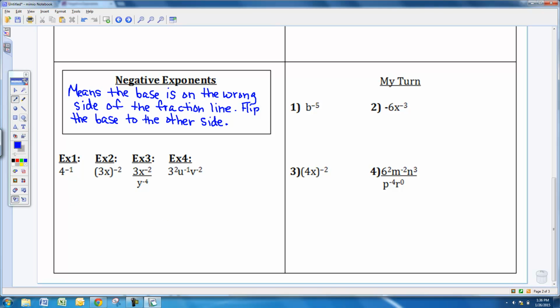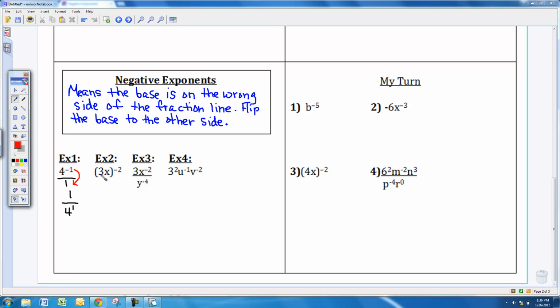Okay, so let's do some examples. So 4 to the negative 1 is telling us that the base 4 is on the wrong side of the fraction line, and we need to flip it to the other side of the fraction line. So 4 to the negative 1 is going to become something over 4 to the first power. Now we need to hold this place here. So since there's nothing to hold the place in the numerator, we'll put a 1. So 4 to the negative 1 power becomes 1 over 4 to the first power. We flipped the base to the other side, and we made the exponent positive.